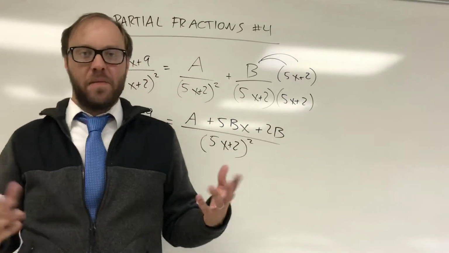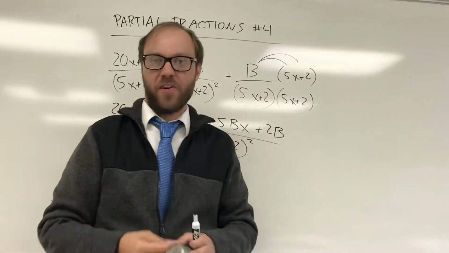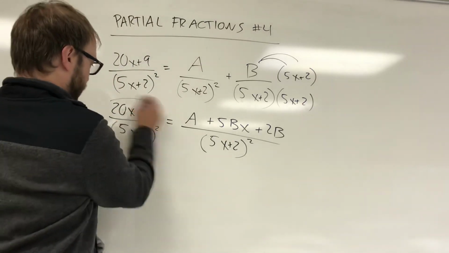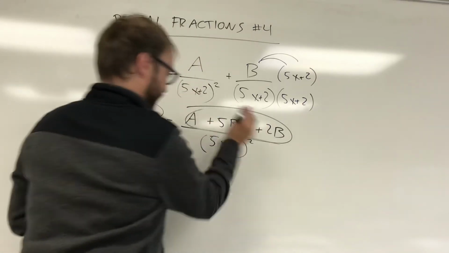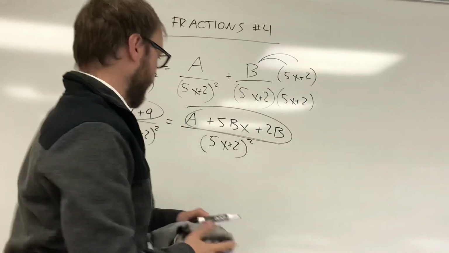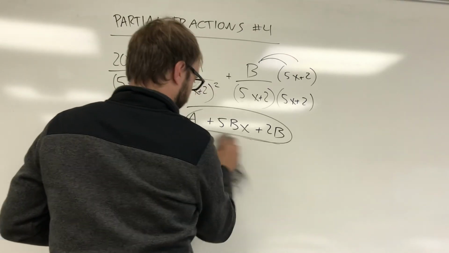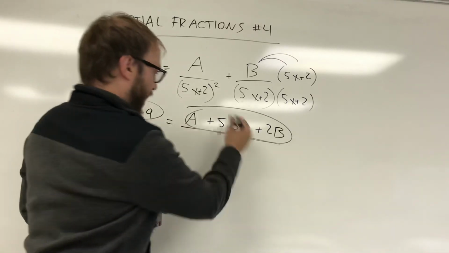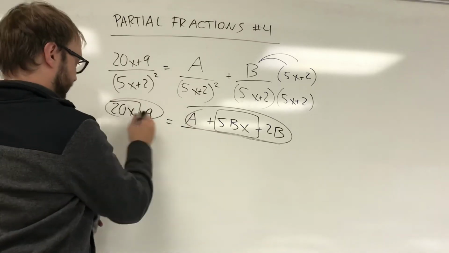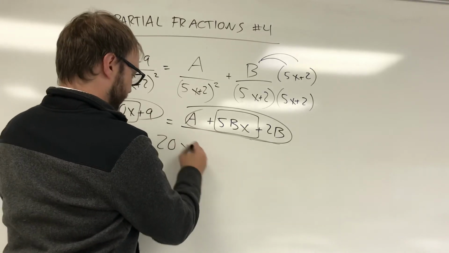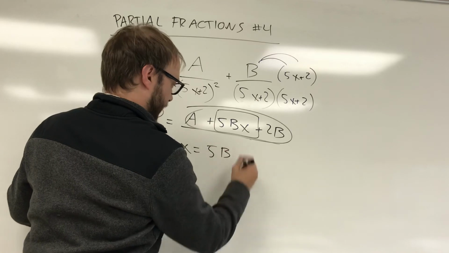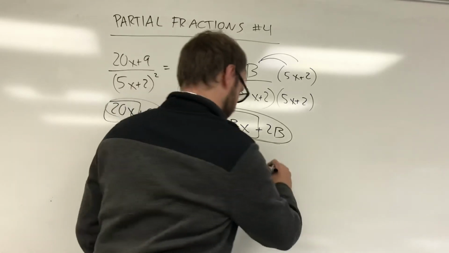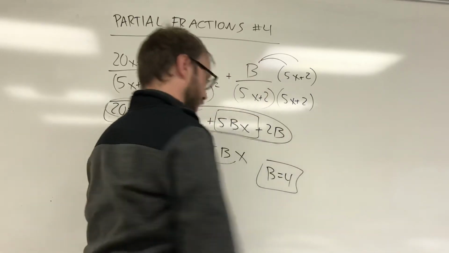So if you want to multiply both sides by 5x plus 2 quantity squared, and you want to knock out that denominator, that's great. It really doesn't matter though. The point is 20x plus 9 has to be equal to this, okay? That's really what I'm gonna be focusing on, all right? So if you come back and take a look at this, I only have one x term, okay? And it's got to equal 20x. So 20x has to be equal to 5 times B times x. This has to be 20, okay? It tells me that B is going to be equal to 4, okay?